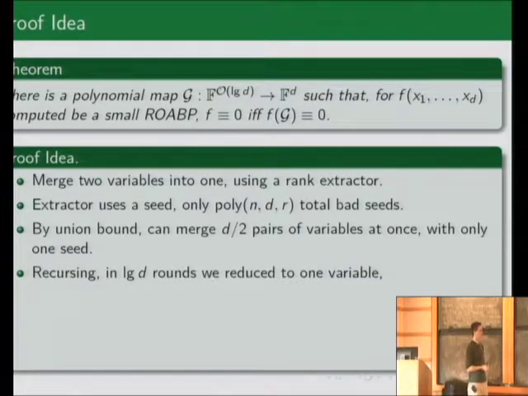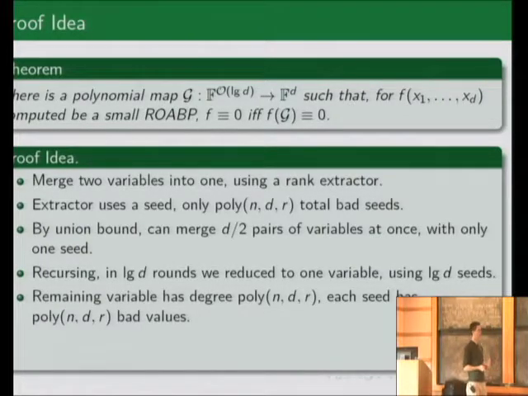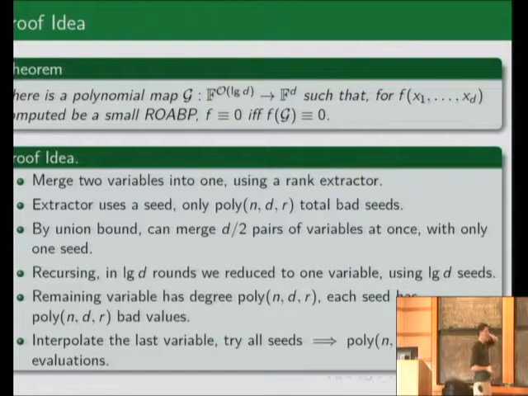And we get log d rounds. This is why we're doing it in parallel, and we're only using log d seeds. Then the remaining one variable will have small degree, and each seed has a small number of bad values, so you interpolate the last variable, try all seeds, and there's only this many values to actually try. That gives you the hitting set. You can unwind this to get the generator, but I'm not going to talk about that.